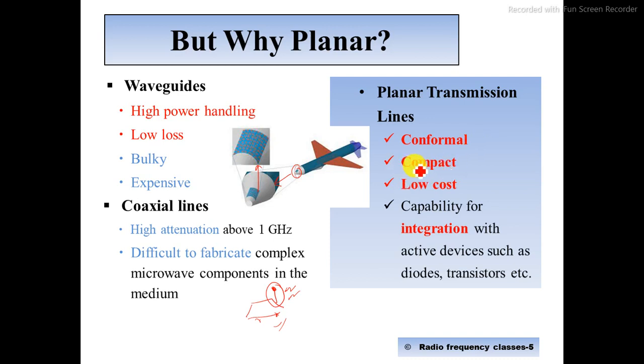Then compact structures can be designed, and when we select the dielectric material, it is a little cheap and the cost can be minimized, so economical structures can also be framed. And another, as I told, in the case of CPW the integration capability is very good. So that's why we prefer the planar transmission line. All these four parameters are influencing parameters which allow us to go for the planar transmission line.